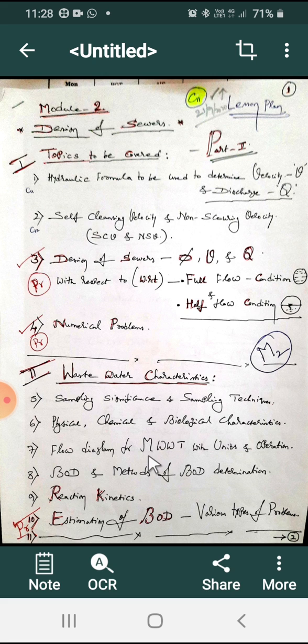Once you know the property, once you know the characteristics, once you know the quality of wastewater, then you have to decide which type of treatment is necessary to treat this wastewater. Yes, that is why you must have a separate laboratory to test the wastewater samples.